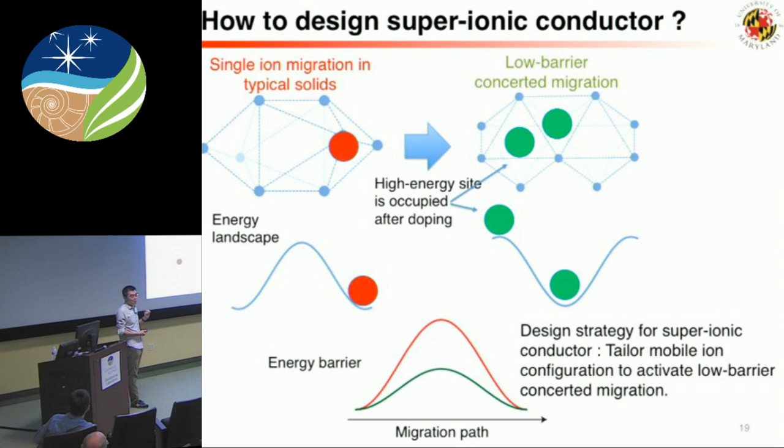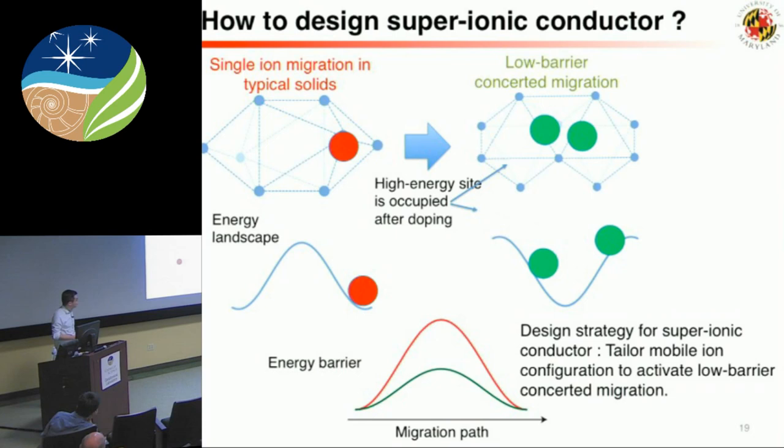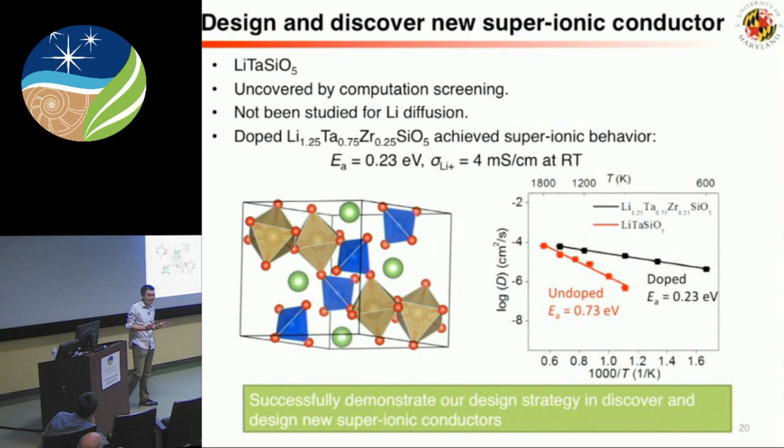So here, through this understanding, we explain why concerted migration can move so fast in this superionic conductor. But we think from here we also get a simple design principle of how you can design your material to make the ion move faster. What you can do is insert a lithium ion on this high energy side. Once you insert that, you can probably activate this concerted migration mechanism.